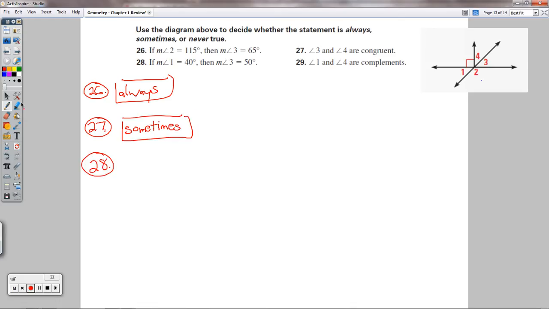28. How about this one? If the measure of angle 1 is 40, then the measure of angle 3, would that have to be 50? Well, look at these two angles. These are vertical angles. Vertical angles are always congruent. So if this is 40, that would also have to be 40. You can't have two vertical angles that have different measurements. So this one would be our first never.